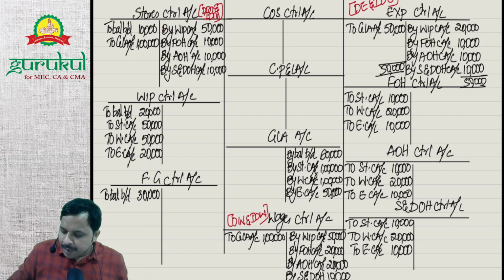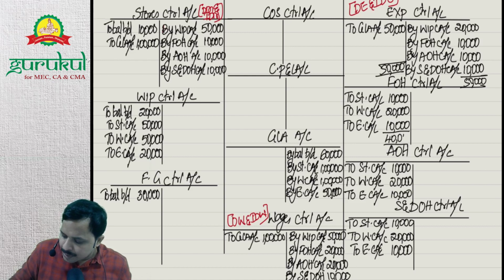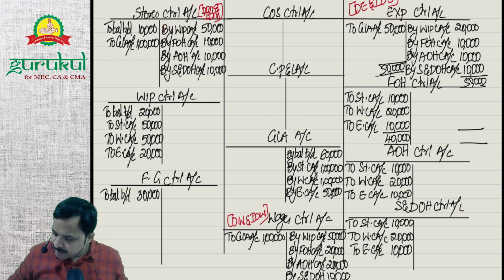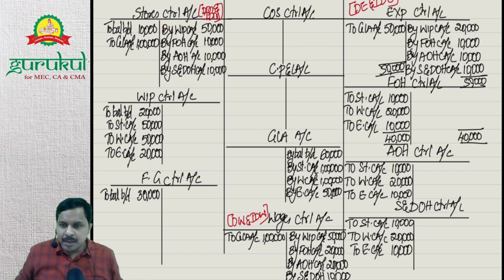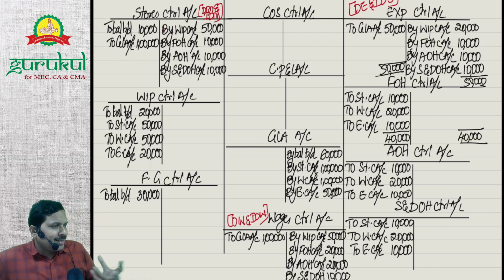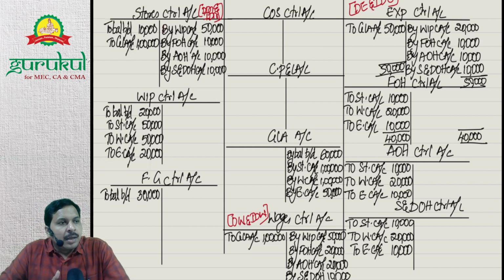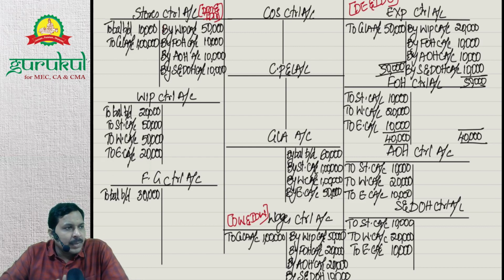Now coming to factory overheads. Total of debits is 40,000. That is what I said. Listen. They are saying factory overheads absorbed or factory overheads recovered. Now, what will be the entry for factory overheads absorbed or factory overheads recovered?